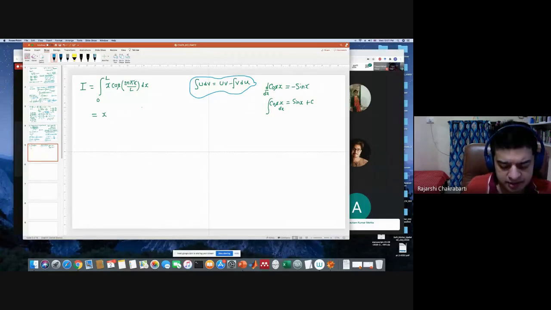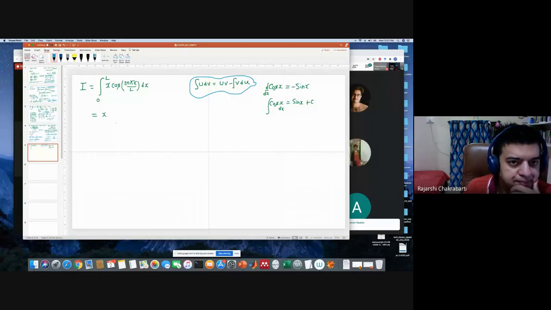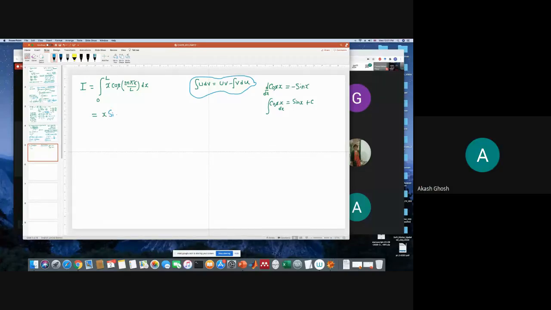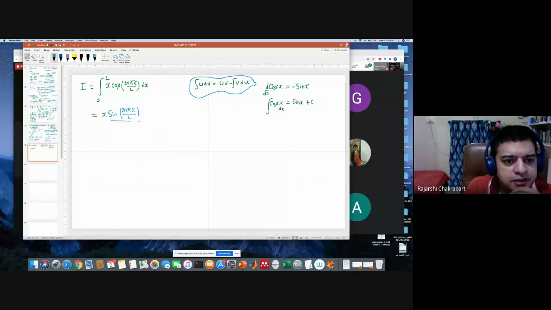So what is the answer here? X times cos of y. What should be there here? Tell me. What should I put here? It should be sine of n pi x by L divided by 2n pi by L. Yes, who is this? Akash. Yeah. And then I have to put 0 and L, and then minus.